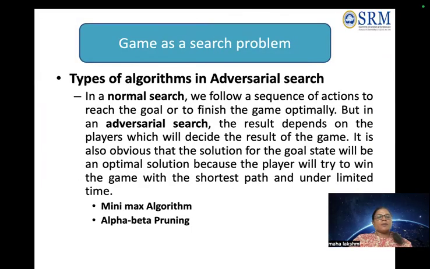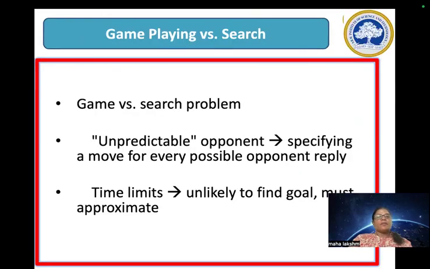So the same thing I explained here. Two types of algorithms in adversarial search. In a normal search, we follow a sequence of actions to reach the goal or to finish the game optimally. But in adversarial search, the result depends on the players, who will decide the result of the game. It is also obvious that the solution for the goal state will be an optimal solution, because the player will try to win the game with the shortest path under limited game time. So there are two types of adversarial search algorithms: the min-max algorithm and the alpha-beta pruning algorithm.